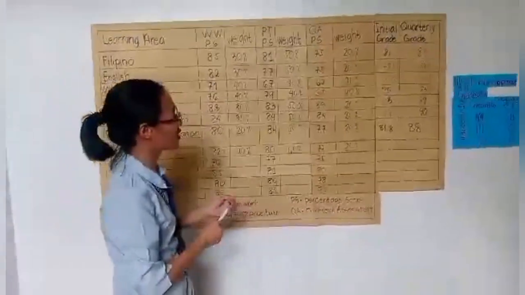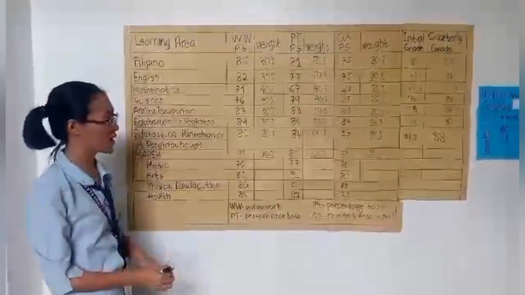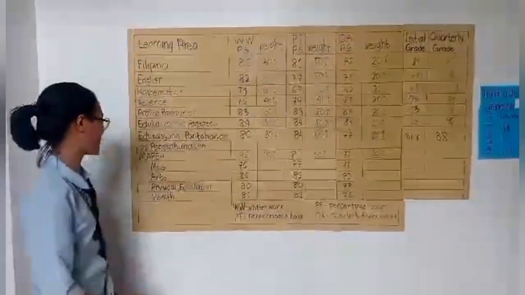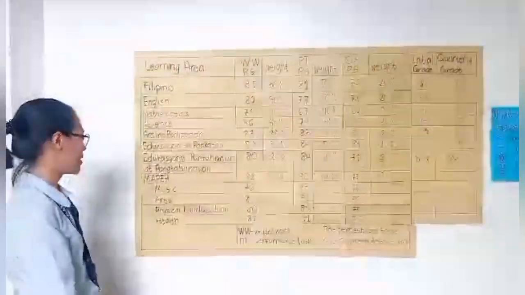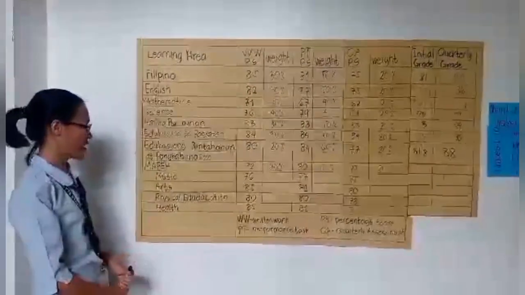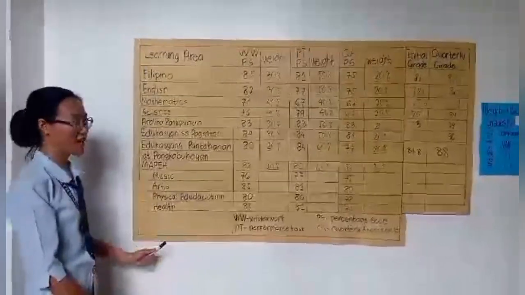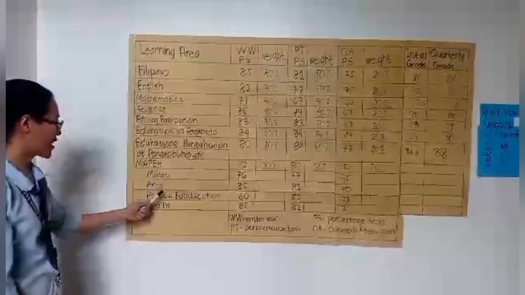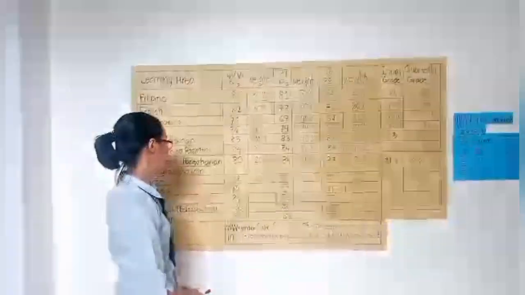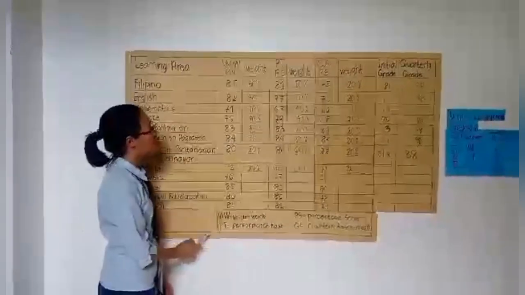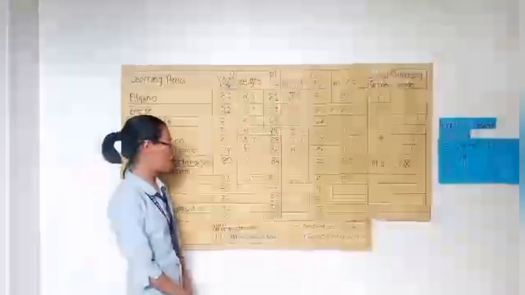So his quarterly grade of edukasyong pantahanan at pangkabuhayan is 88. So we are now in MAPE. In MAPE, there is an individual grade given to each area like music, art, physical education, and health. To get the percentage score of the subject MAPE, we have to add the given score from each area.